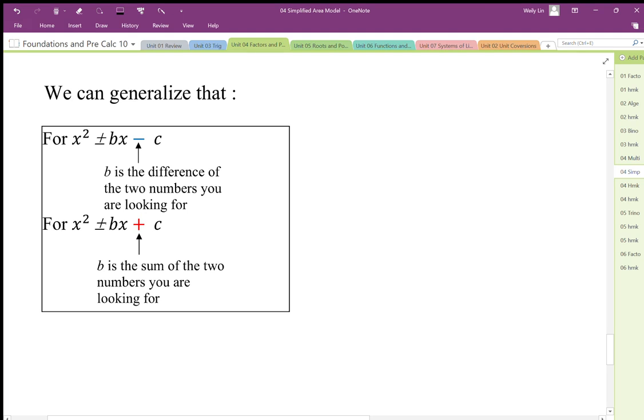So we're looking for the middle term being a sum. So if it's minus c, we're looking for the middle number being a difference. If it's plus c, we're looking for the middle number being a sum.